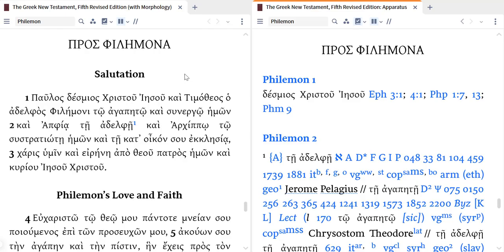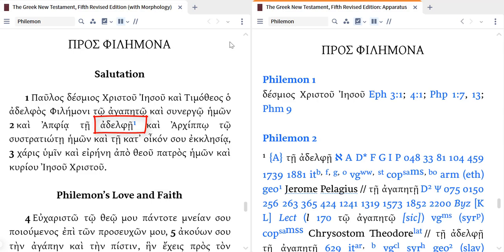We're taking a look at textual variants in Philemon in the UBS 5 Greek text. A textual variant is a representation of a manuscript that has a different reading than another manuscript. The first variant we want to look at is in verse 2, the word adelphe.